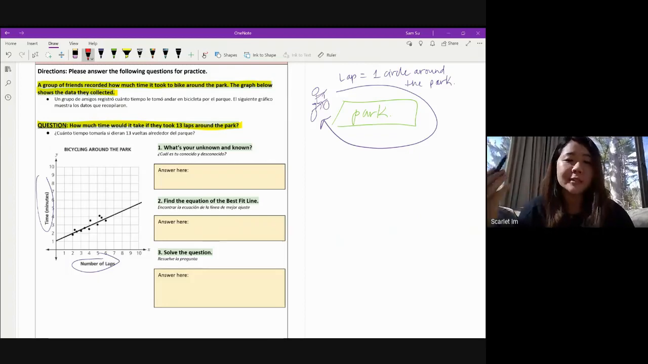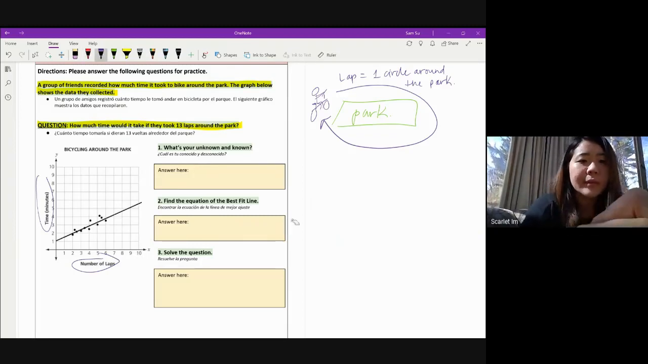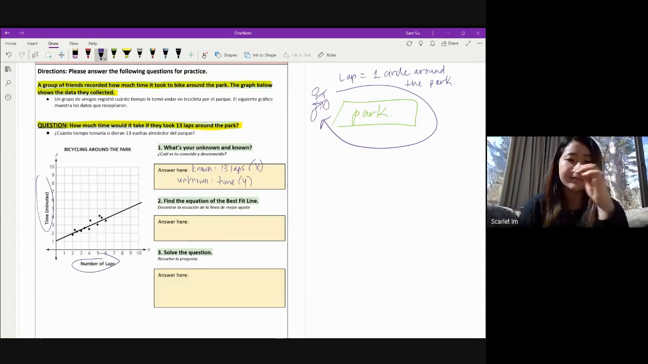So my first step is, what's my unknown and known? So I know that there's 13 laps. Let me use purple. So my known is that's 13 laps, which is my x value, and my unknown is my time, which is my y value.